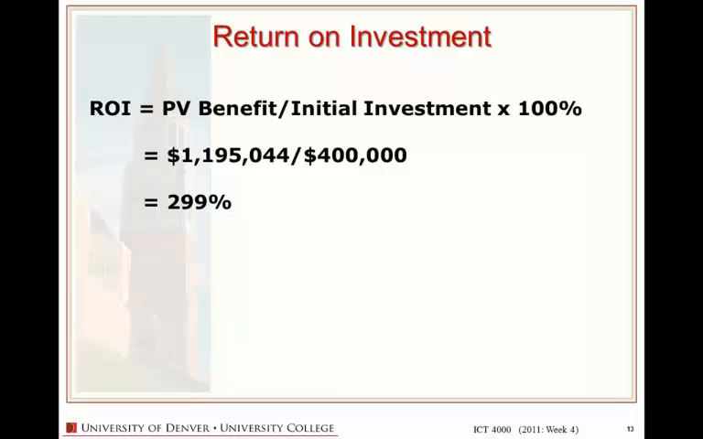In this particular case, the present value of the benefit was $1,195,044. We divide that by the initial investment of $400,000 and come up with a return of 299%. Almost 300%. We almost triple our money that we invested into the project. 299%? Pretty good return on investment. Would do that project all day long.